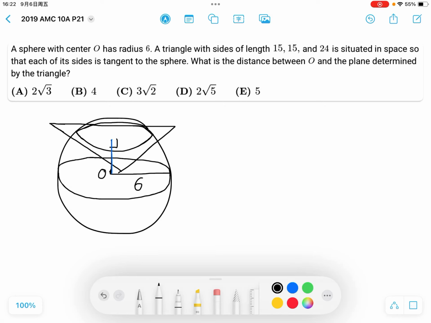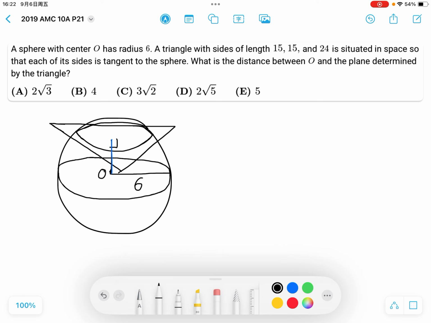This is 2019 AMC 10A Problem 21. A sphere with center O has radius 6. A triangle with sides of length 15, 15, and 24 is situated in space so that each of its sides is tangent to the sphere. What is the distance between O and the plane determined by the triangle? And there are A, B, C, D, E, 5 options.